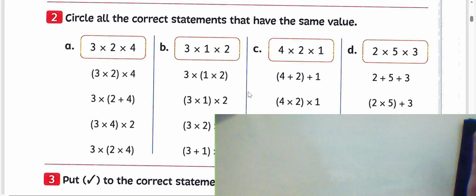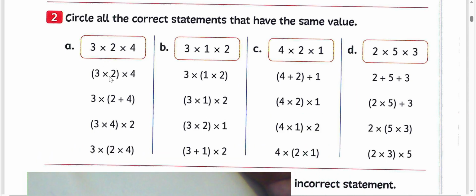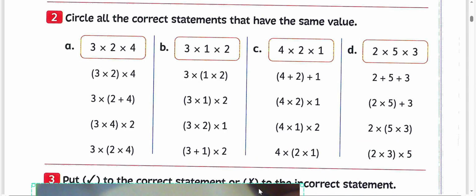Circle the correct statement here. 3 times 2 times 4, choose letter 1. Circle this, it's true. Okay. The answer here will be letter 1. It's true, and this is true also. 3 times 4 times 2 or 3 times 2 times 4. Letter number 1. Number 3 and number 4 times 1 times 2, choose number 1, number 2, number 3 is correct, but the plus here is not correct.